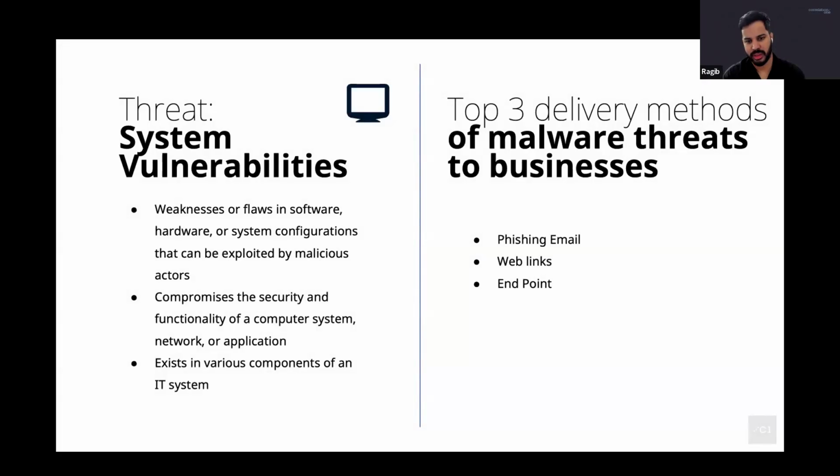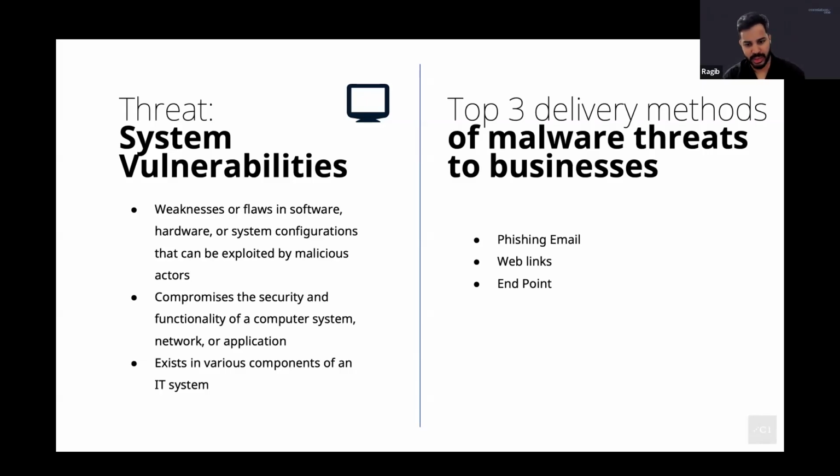So let's talk about the system vulnerabilities, right? These are the weak spots that hackers love to find. Think of them as unlocked doors or broken windows in your house, right? Digital vulnerabilities are basically weaknesses or flaws in your software, hardware, and even how you configure your system. The scary part is this can be exploited by malicious actors to get into places they shouldn't be. Once a vulnerability is exposed, it compromises the security and functionality of your entire computer, system, network, and application. It's like one weak link breaking in the entire chain, right?